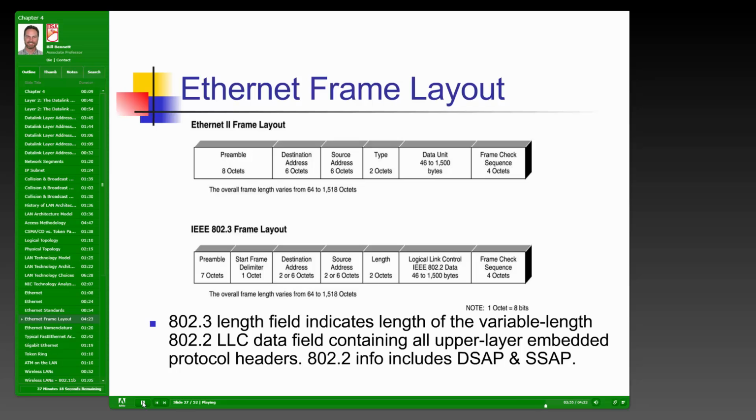I should mention too, and the bulleted item here mentions it, that the LLC portion of the frame includes the destination service access point and the source service access point. That's just, again, essentially identifying what's going to be needed at the next layer up, at the network layer, to process the remaining data.